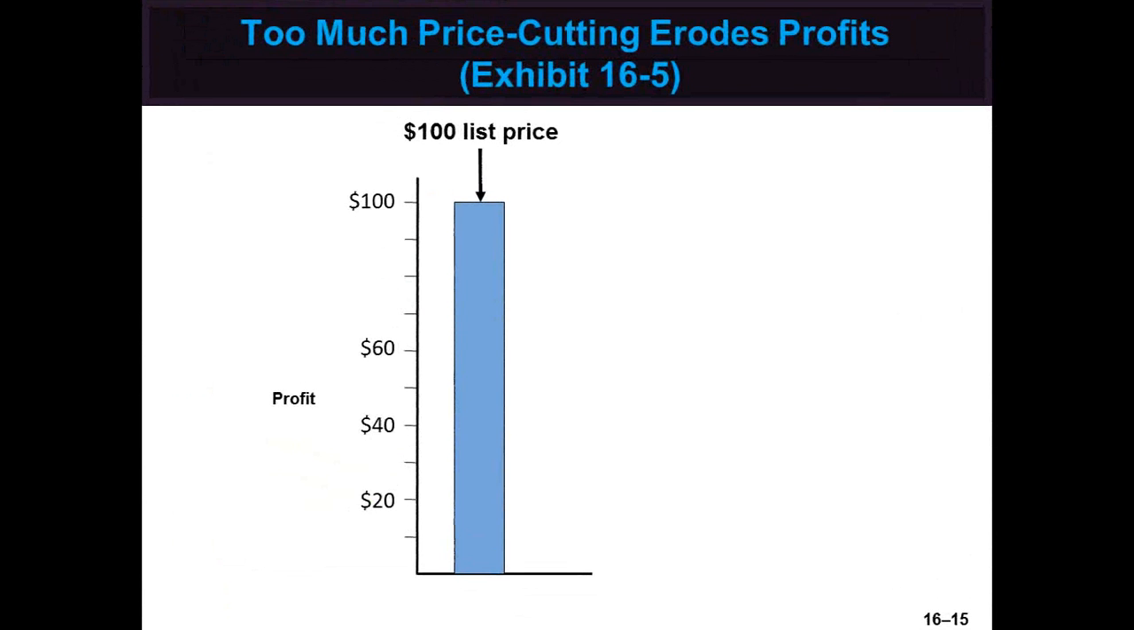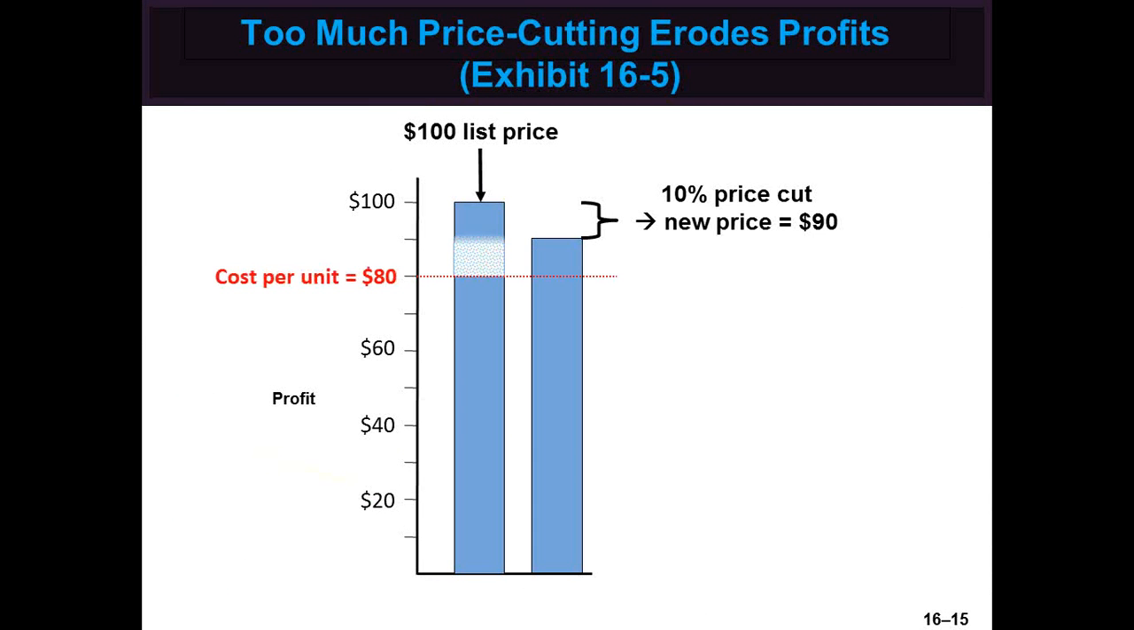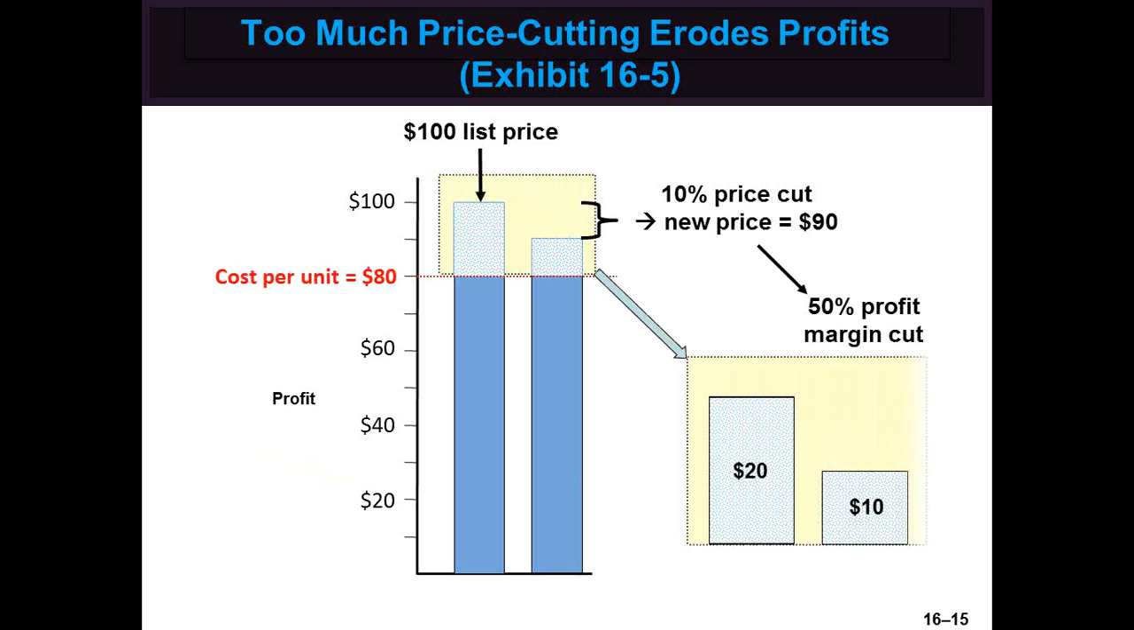So here we see the impact of price cutting on profit. A small price cut may not seem like much, but keep in mind that all of the revenue that is lost would go to profit. So let's take an example of a company selling a product for $100. A 10% price cut reduces the price to $90. In this example, let's assume the cost per unit is $80. Now the 10% price cut results in a 50% drop in profit margin. Marketing managers must approach price cutting very carefully.